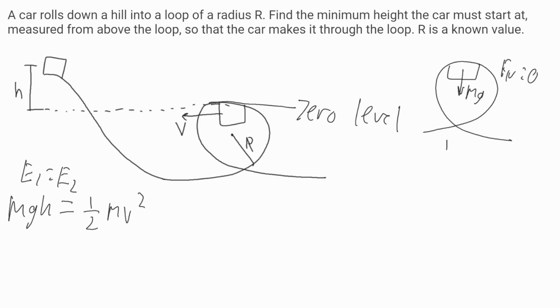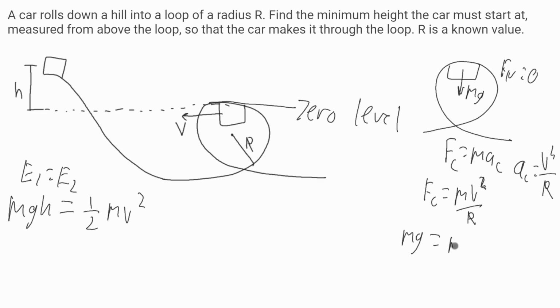Now I'm going to use Newton's second law, F equals ma. This will be F centripetal, and this will be a centripetal. If you remember, a centripetal is equal to v squared over r. So it'll be Fc is equal to mv squared over r. The centripetal force is just gravity, so it'll be mg is equal to mv squared over r.